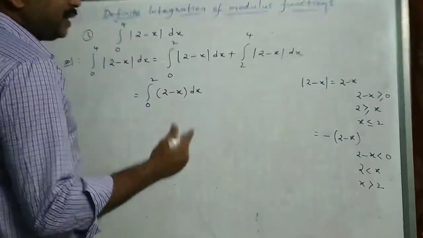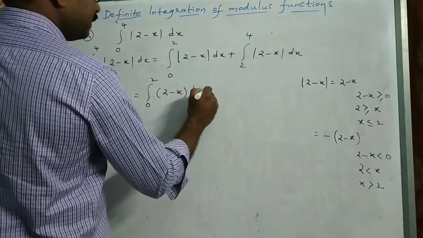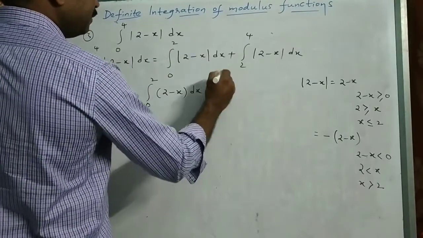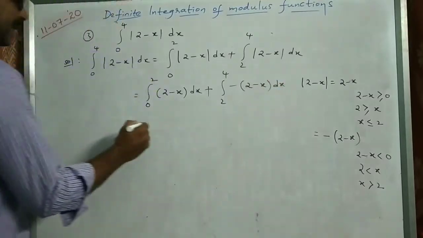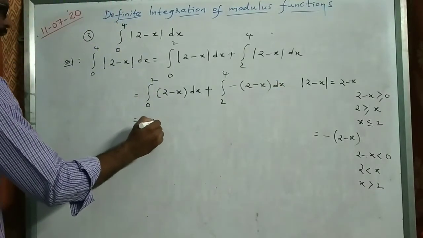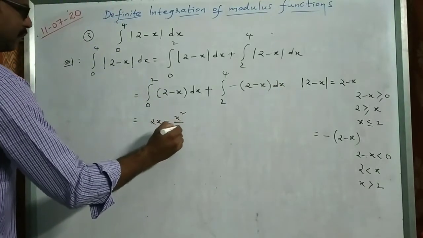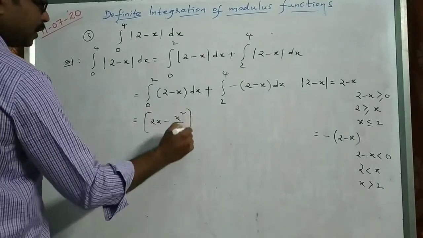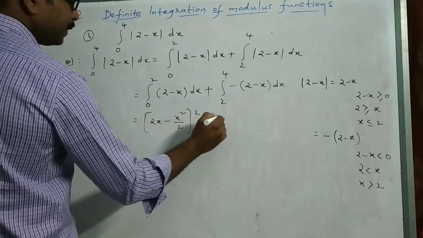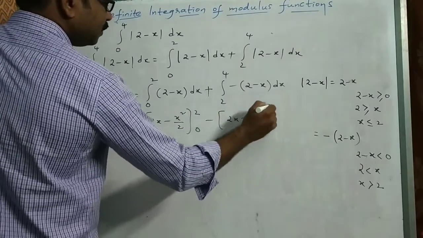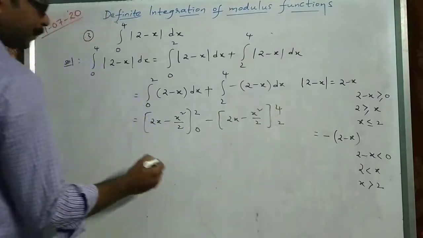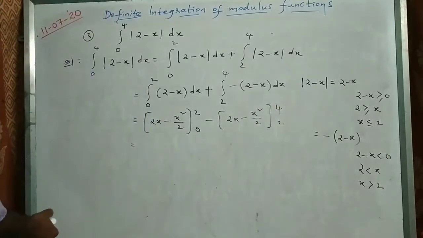Between 2 and 4 means it is more than 2, so this function will be negative, minus of 2 minus x. You try to understand this. So 2x minus x square by 2. What are the limits here? 2, 0, minus 2x minus x square by 2. Limits are 4, 2.